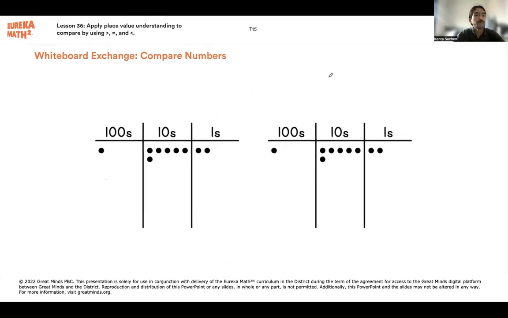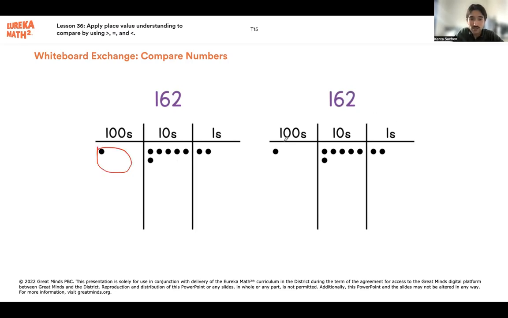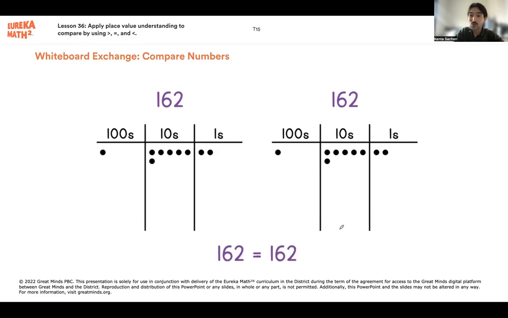Right? Great. Next number. What number does this left side represent? Amelia? Yeah, 162. How about the number on the right? What number does this represent? Joshua? Yeah, also 162. And if we compare the hundreds, same, right? The tens, 6 and 6, same. And the ones, 2 and 2, is the same. So we put an equal sign. 162 is equal to 162.